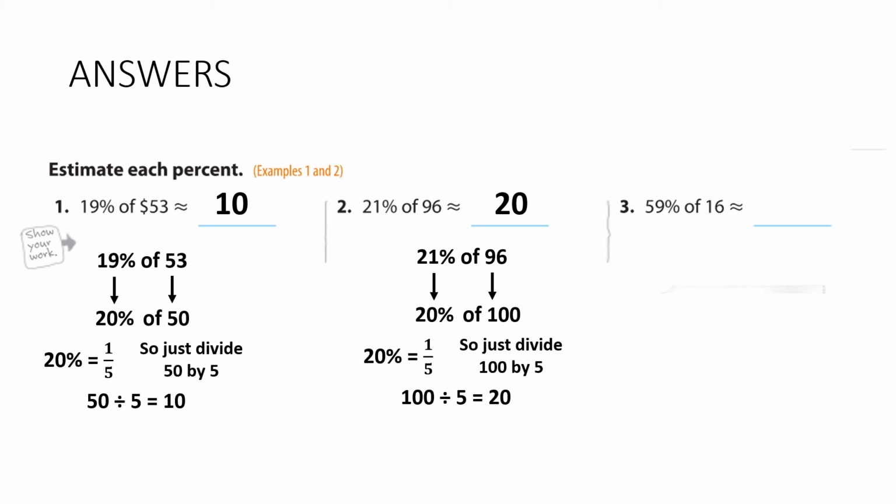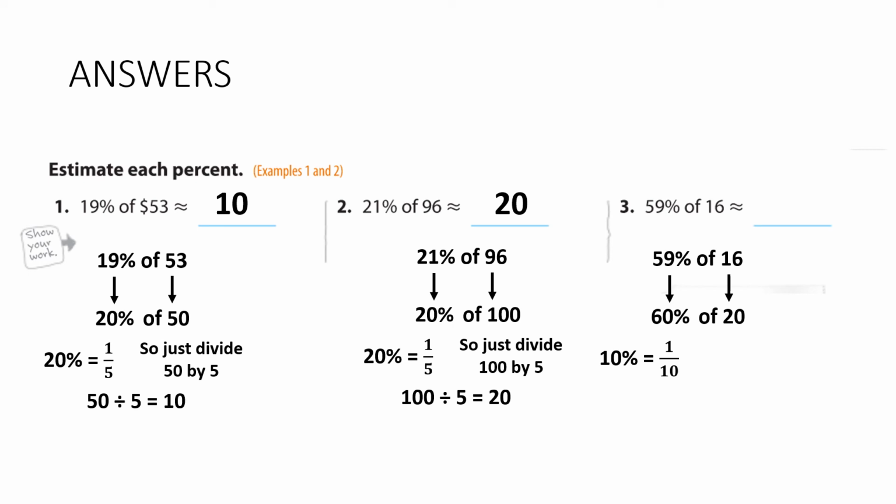In number 3, 59% of 16, we're going to take that 59% and turn it into 60%, and the 16 I'm going to round up to 20. Now there is more than one way to do this. You could use the 20% benchmark and then multiply by 3, but I'm going to show you by using the 10% benchmark, which is equal to 1/10.